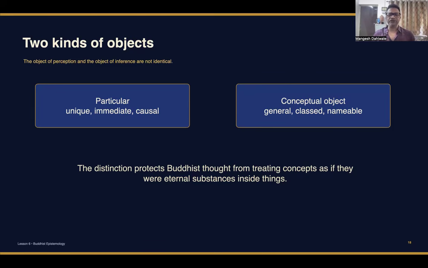So there are two modes of valid cognition: one is direct, pratyaksha, and one is anumana, inference. Pratyaksha has as its object a particular thing, unique, immediate, causal, and we draw inferences through the conceptual object, which is generalized, can be classed, and is nameable. We cannot imagine our direct perception without the process of naming. So, just look at the sky without naming. Take away memories, take away your language. Just witness something through your bare senses without bringing the conceptual mode of mind. We can do that. So there are two kinds of objects, and the object of perception and the object of inference are not identical.